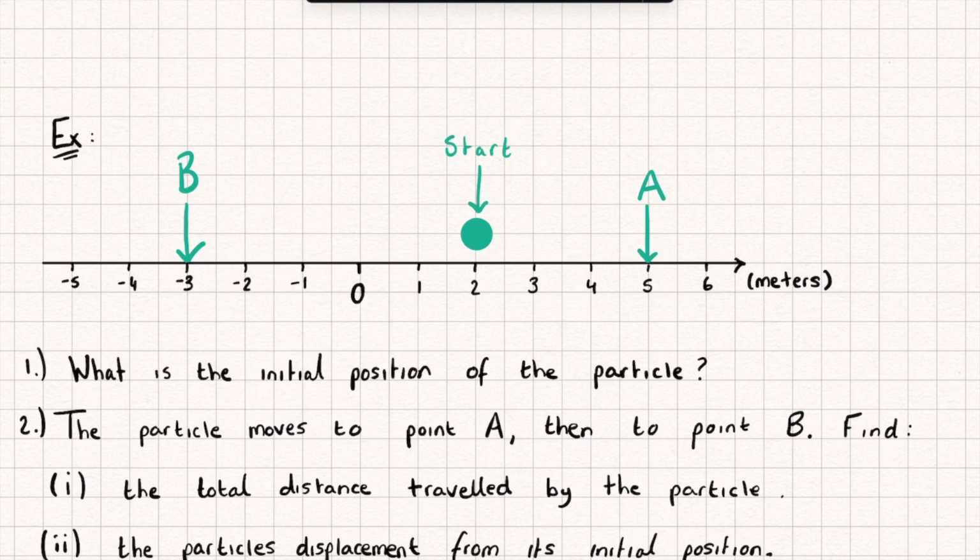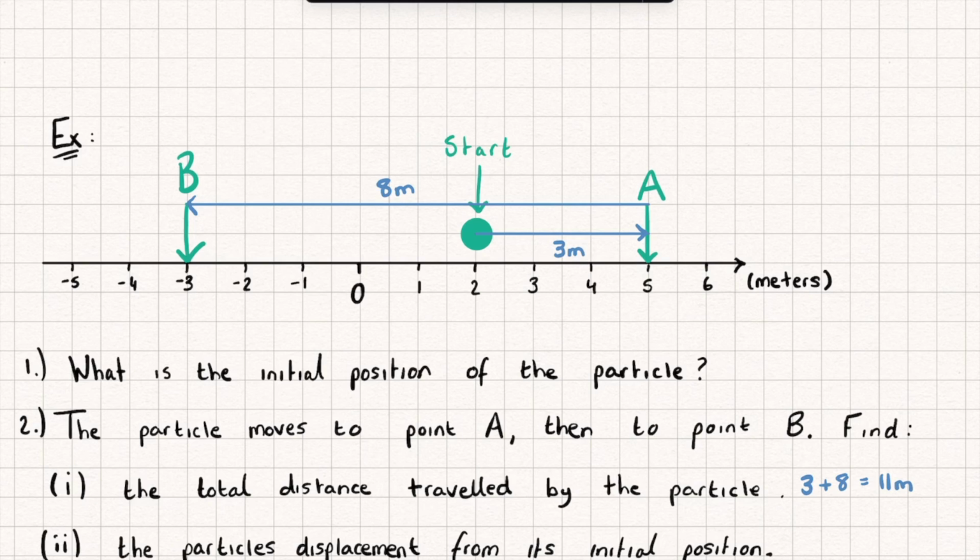So let's mark this on. So it's gone from where it started to the point A, so let me draw an arrow for that. So that would be 3 meters to the right. And then it's turned around and travelled all the way to the point B, which is a distance of 8 meters away. Okay, so what is the total distance travelled by this particle? Well, it's 3 meters to the right plus those 8 meters to the left, so it's travelled a total distance of 11 meters.